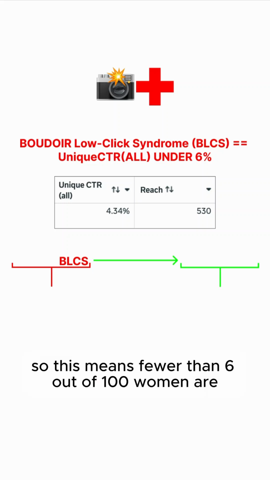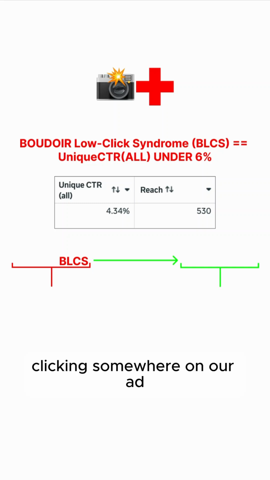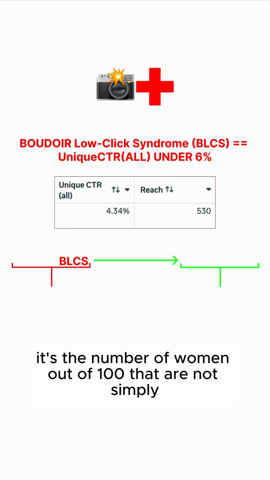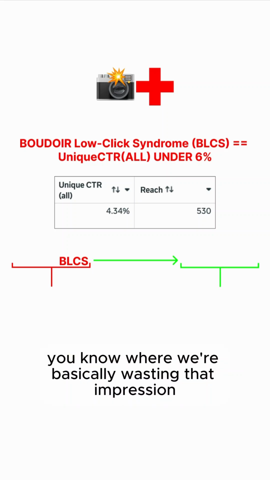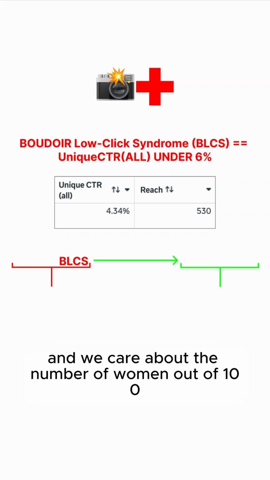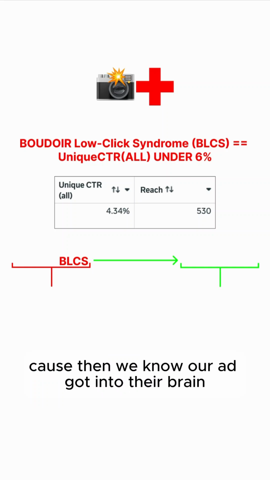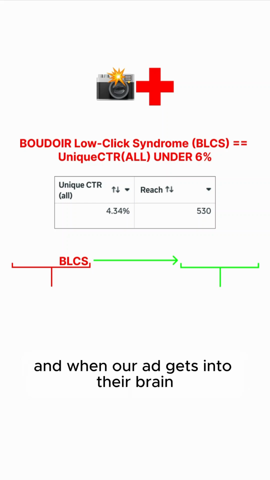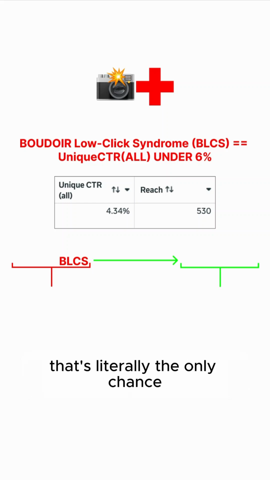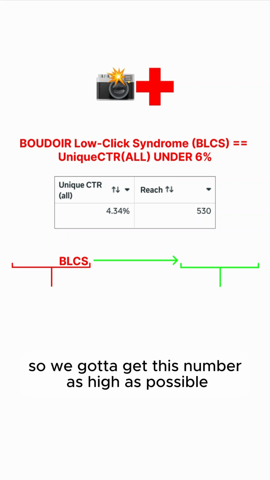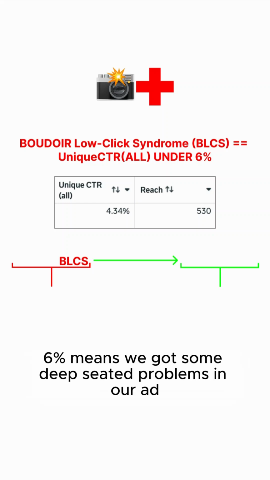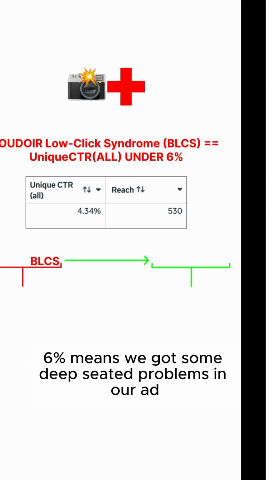So this means fewer than 6 out of 100 women are clicking somewhere on our ad, aka it's the number of women out of 100 that are not simply scrolling right on by, where we're basically wasting that impression. And we care about the number of women out of 100 clicking somewhere on our ad because then we know our ad got into their brain. And when our ad gets into their brain, that's literally the only chance we have at them buying from us. So we got to get this number as high as possible, definitely above 6%, because under 6% means we got some deep-seated problems in our ad.